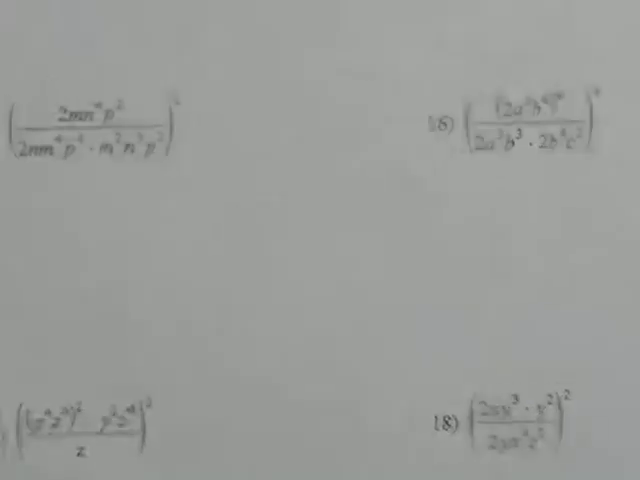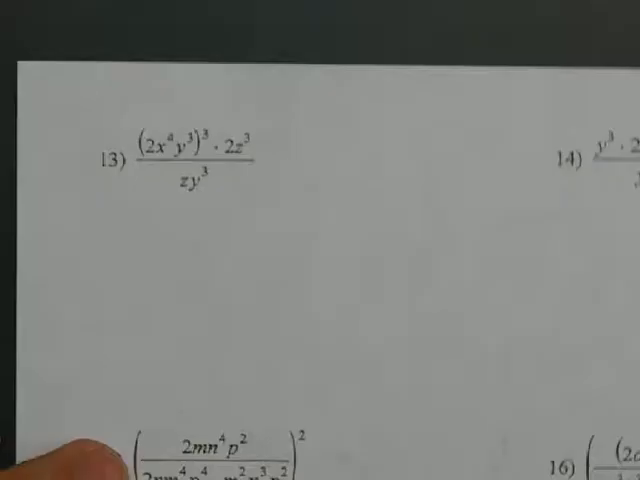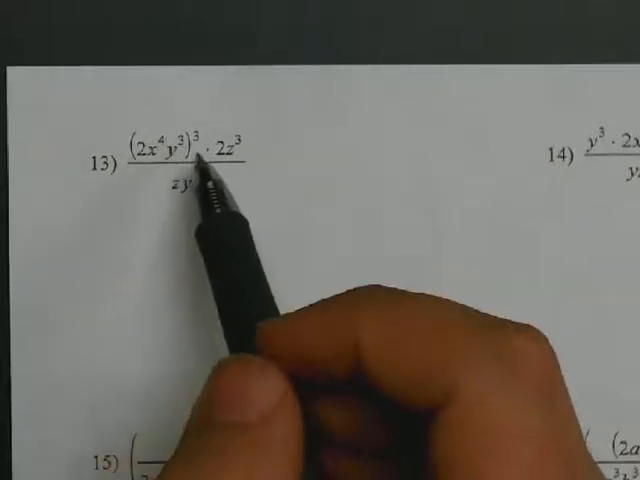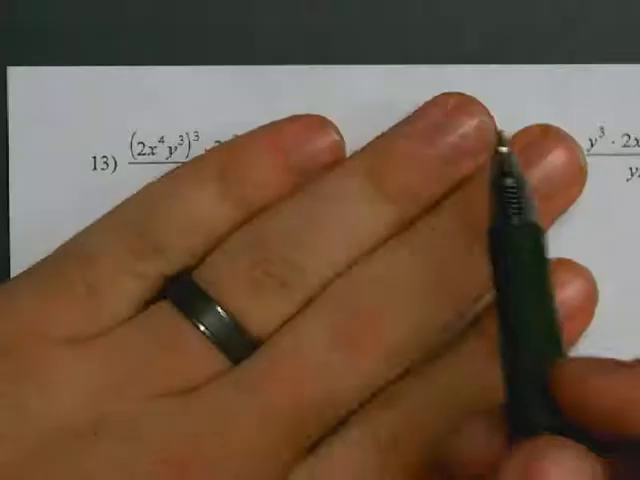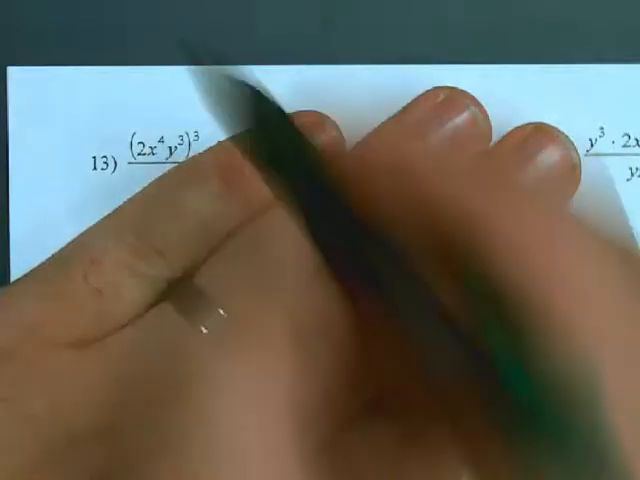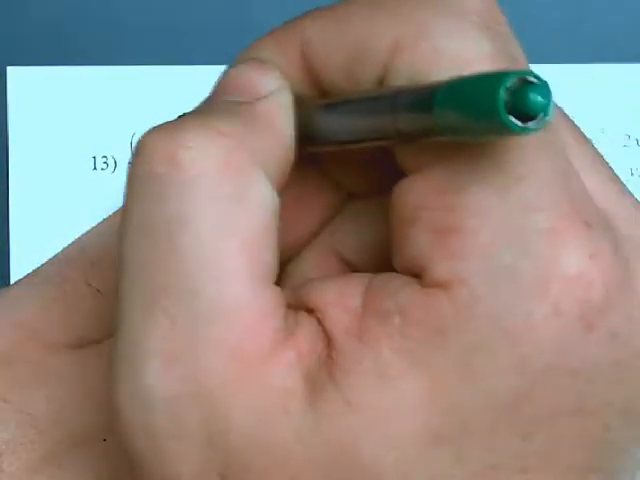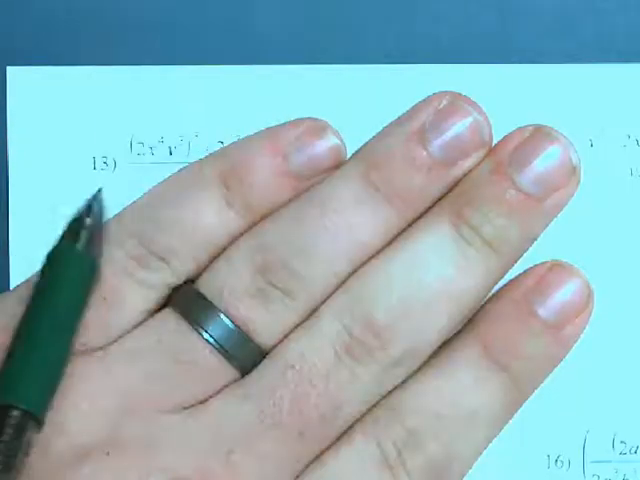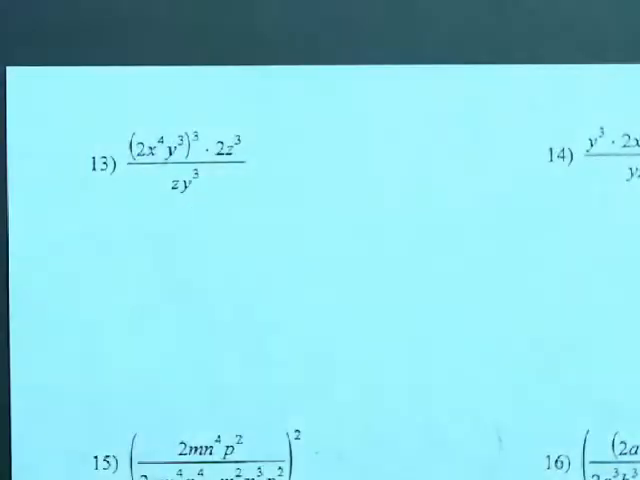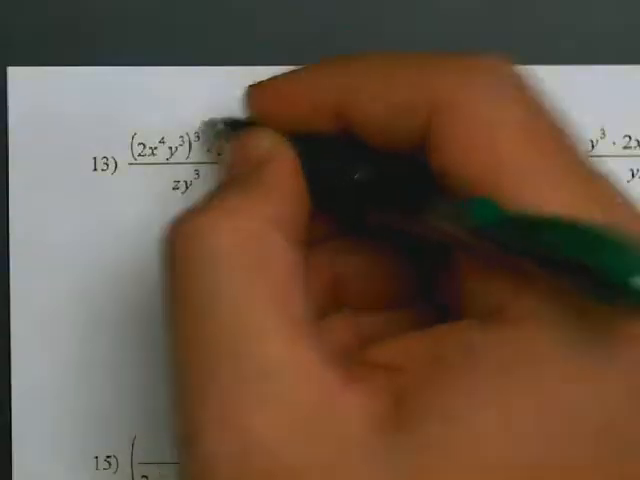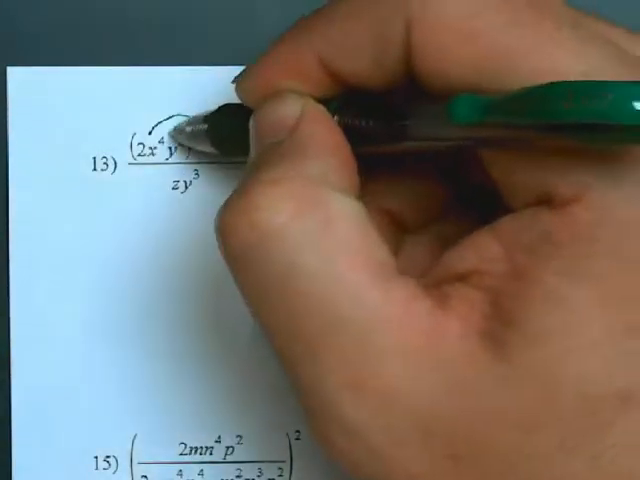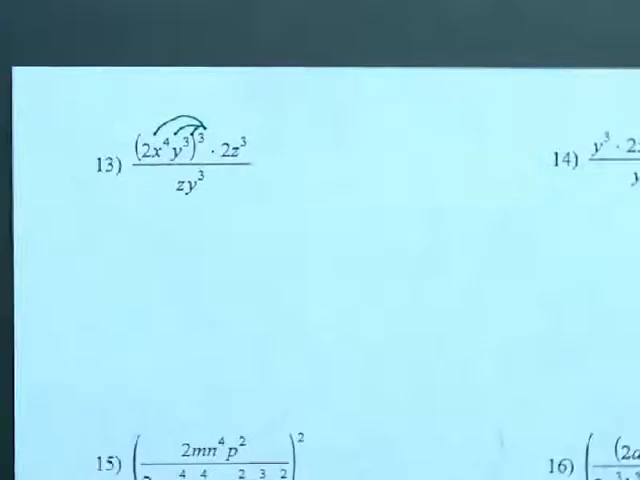Looking at number 13. Let's just start with number 13. Number 13 presents a power of a product in the numerator. So if you remember how to solve, think about this. If I covered this up and I said, hey, simplify this, you would do that by raising each factor to the power. Each factor, 2x to the 4th and y cubed, to the power of 3. So we're going to raise the 2 to 2 cubed, x to the 4th to the cube, y cubed to the cube. So now this looks like this.